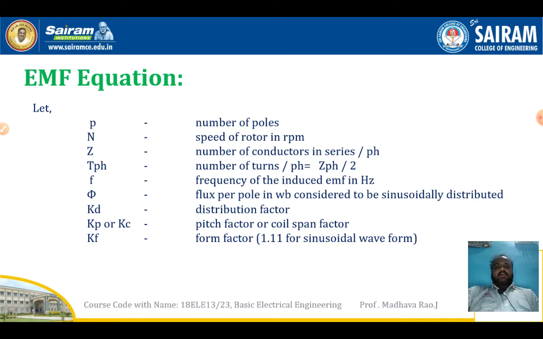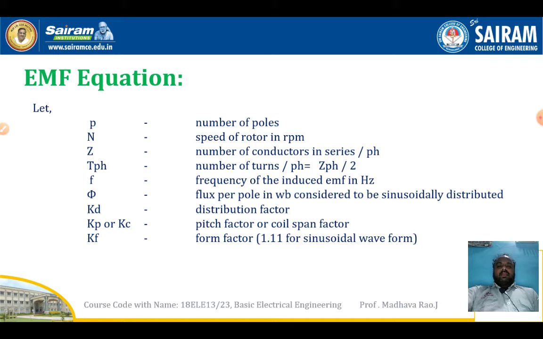P, number of poles, and N, speed of rotor in RPM. Z, number of conductors in series per phase. TPH, number of turns per phase, that is equal to Z by 2. One turn, if you want to form, we need 2 conductors. That's why TPH, number of turns per phase, is equal to ZPH by 2. F is equal to frequency of the induced EMF in Hertz.